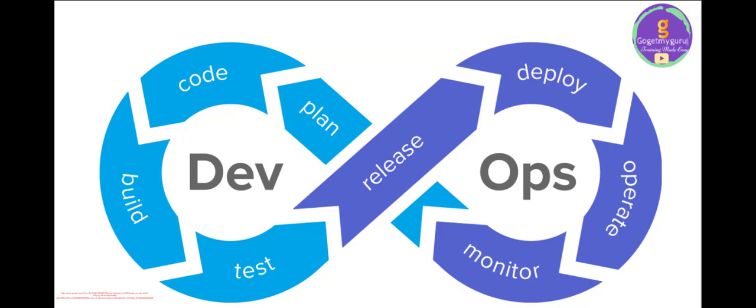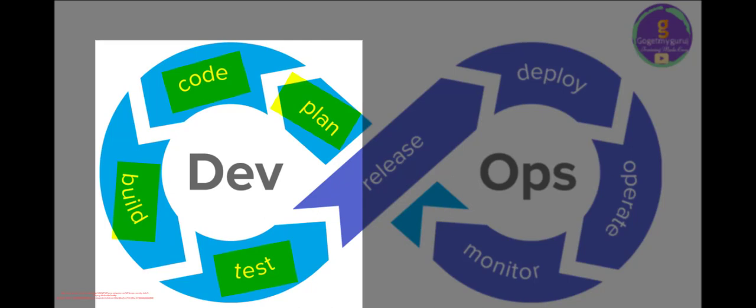The first phase is plan, the second phase is code, the third phase is build, the fourth phase is test, the fifth phase is release, the sixth phase is deploy, the seventh phase is operate, and the eighth phase is monitor.